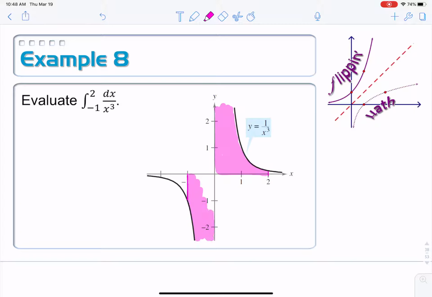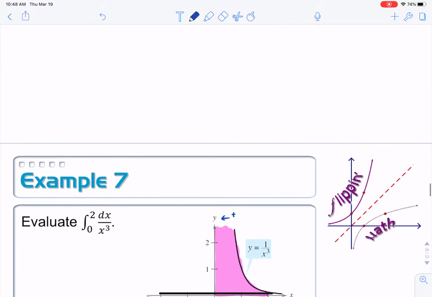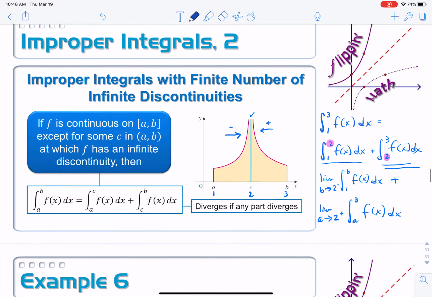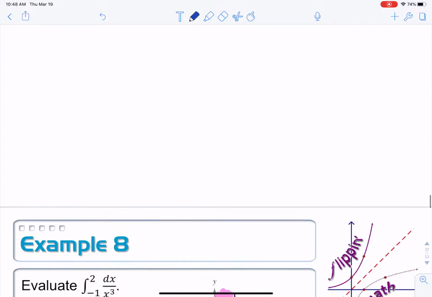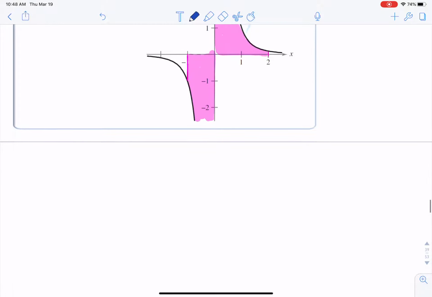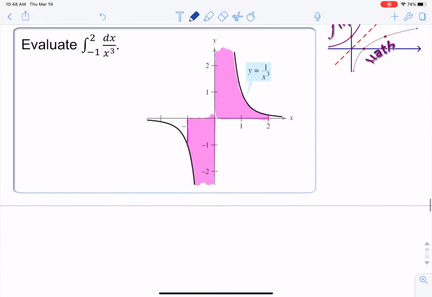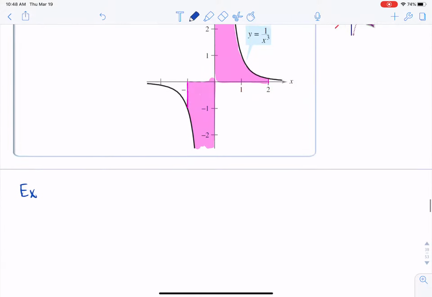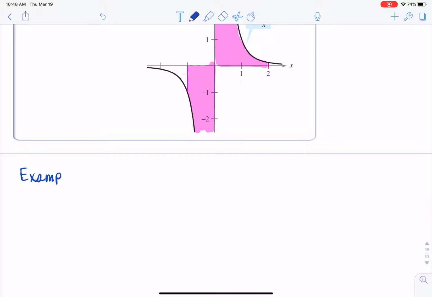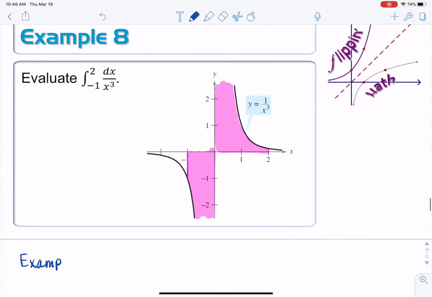I'm going to play like I haven't already done this problem, where the right-hand side we already know diverged. But remember, there was something that we stated right up here: diverges if any part diverges. The thing that's in the box right there is going to come into play, as we're going to see in just a moment. If this problem was all by itself, I may not have known that, right? So I'm going to play like I'm completely devoid of that knowledge.